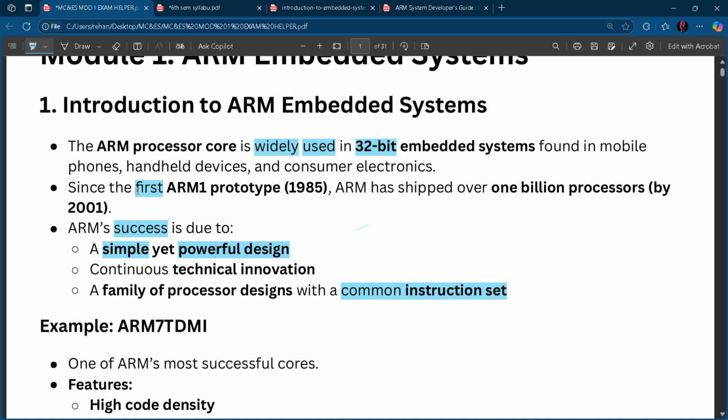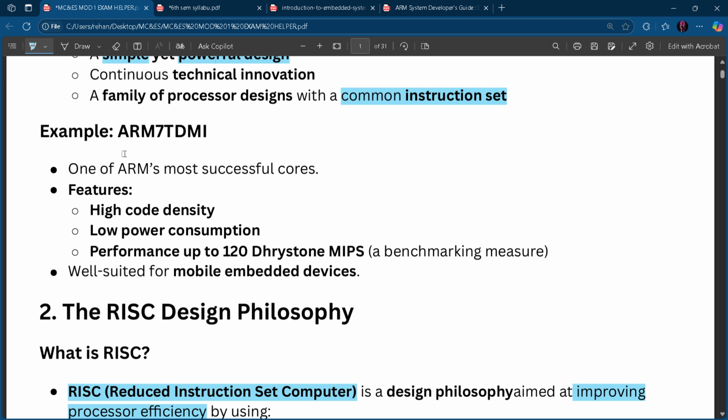Here they are just telling when the first ARM prototype was developed and why it was successful. See, a simple but powerful design. So we have to remember that the ARM processor, that RISC and all, has to be a simple but also powerful design. And here, continuous tech innovation, a family of processor designs with a common instruction set. Family processor design, in the sense, we'll be talking about microcontrollers and microprocessors. A microcontroller is a chip that has everything, with examples and so on.